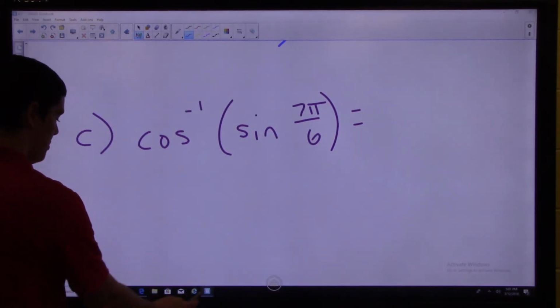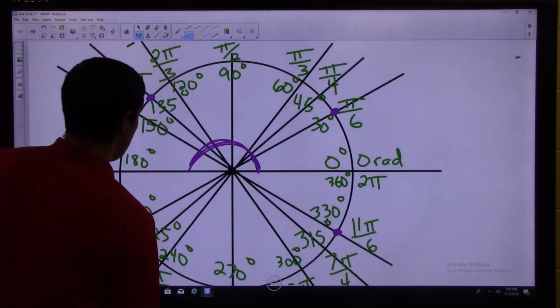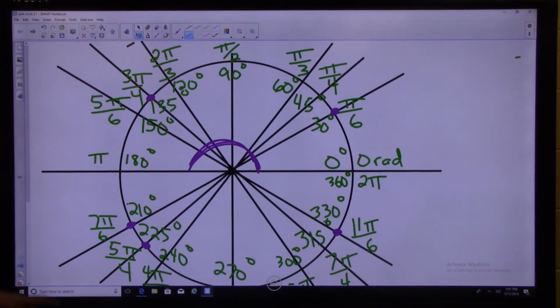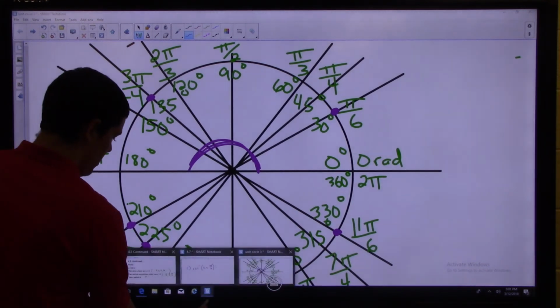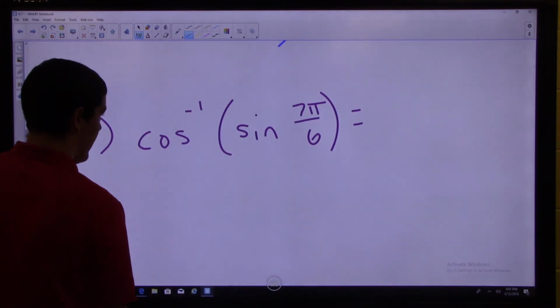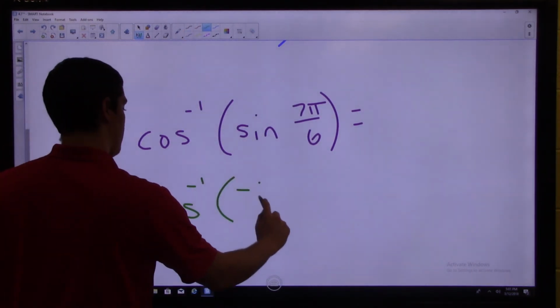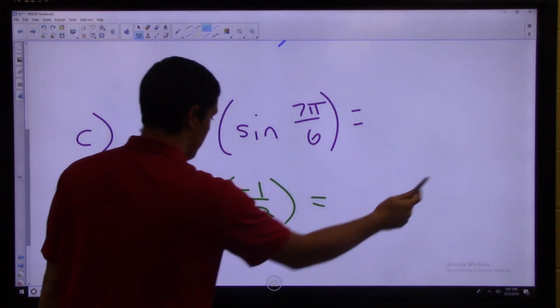Well, let me look at the unit circle again. So 7 pi over 6 is right here. And remember, sine deals with y values. So what is the y value of that point on the unit circle? Yep, you got it. Negative 1/2, right? So sine of 7 pi over 6 is negative 1/2. So this is the same thing as the inverse cosine of negative 1/2. We're going to try to figure that out.